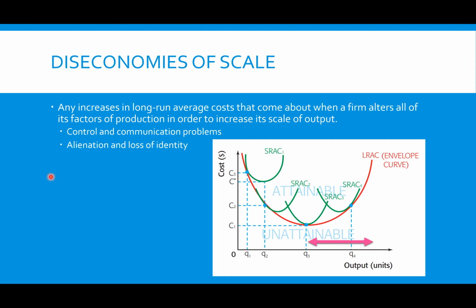On the other hand, diseconomies of scale is any increases in long-run average costs that come about when a firm alters all of its factors of production in order to increase its scale of output. So if they do this too much, if they hire too many workers for the production process, there might be control and communication problems because the business cannot handle it anymore. There are so many workers to think about, and again, communication might be harder. Less efficiency, more costs, more average costs.